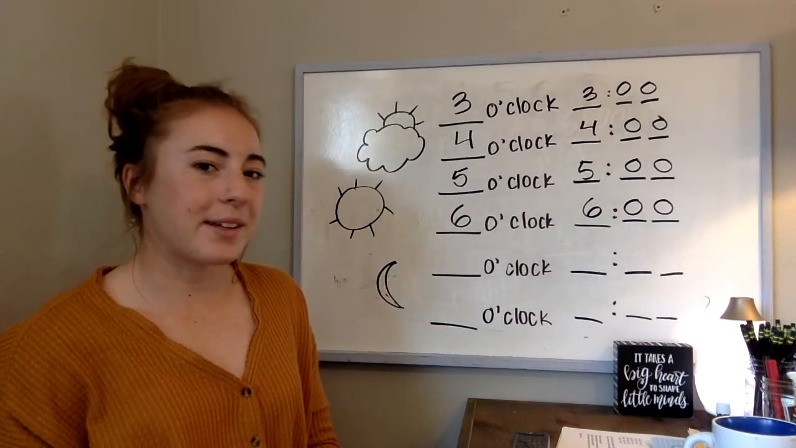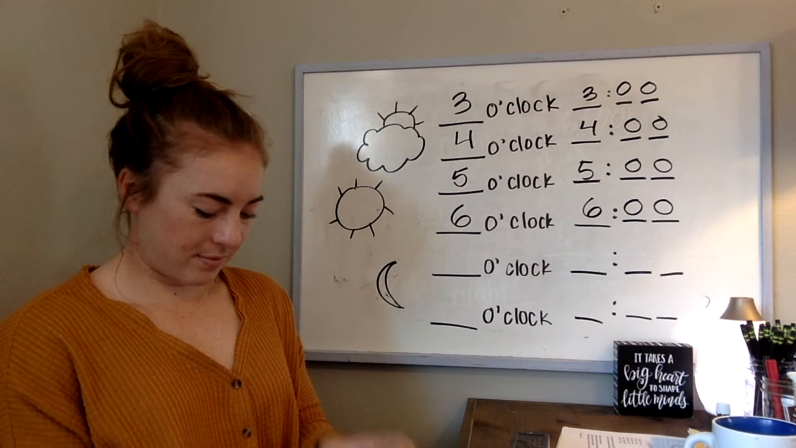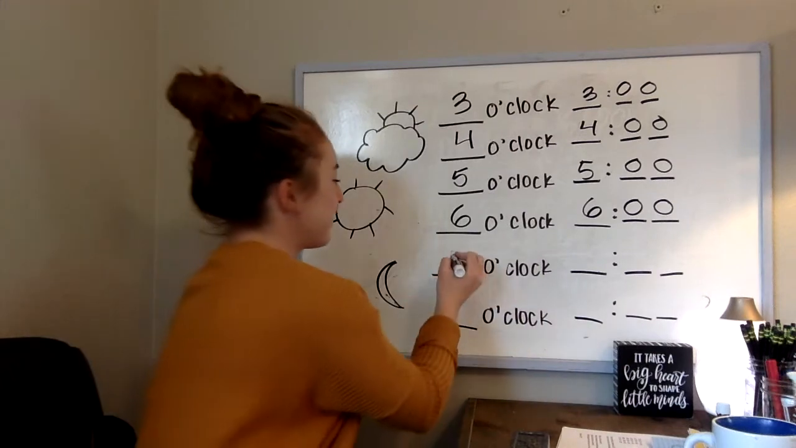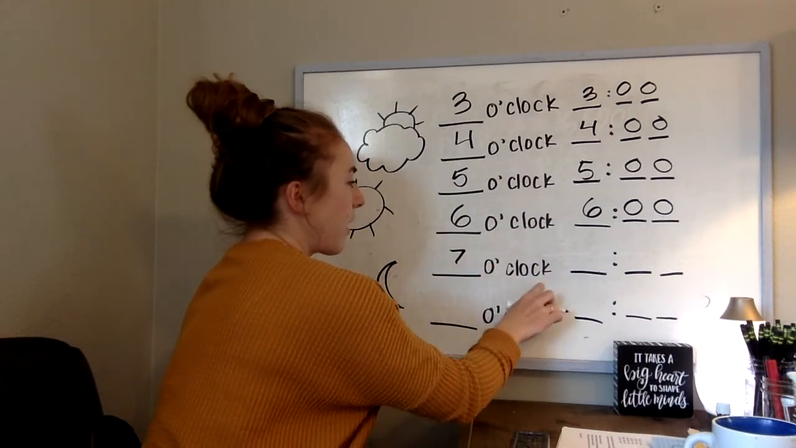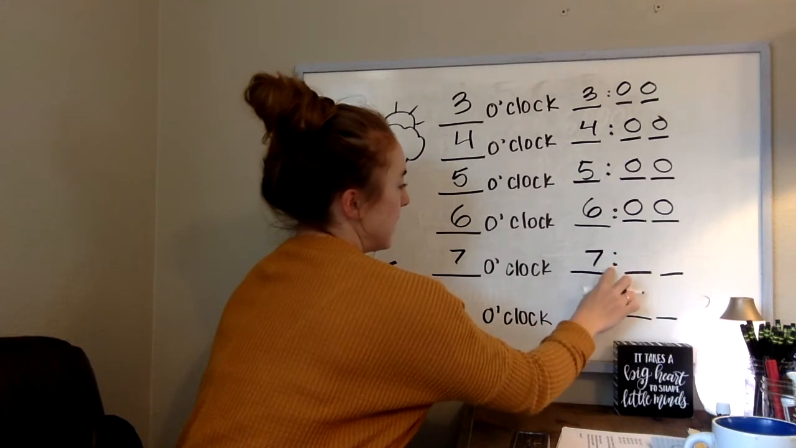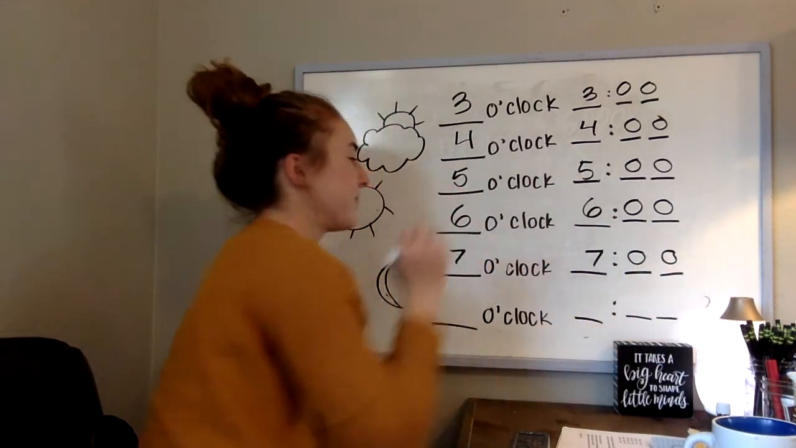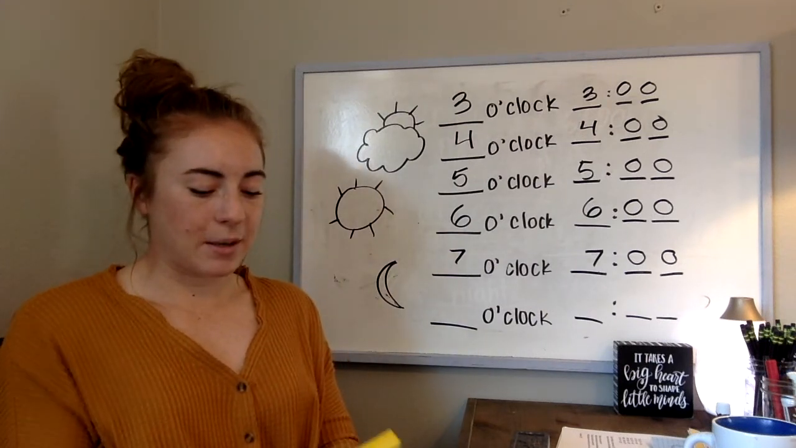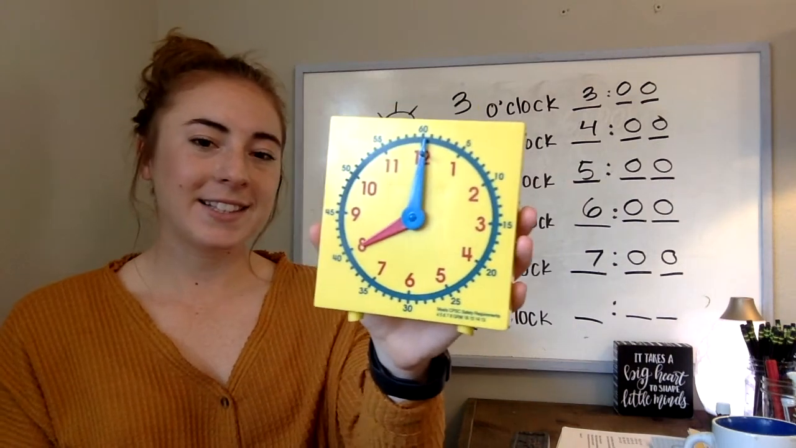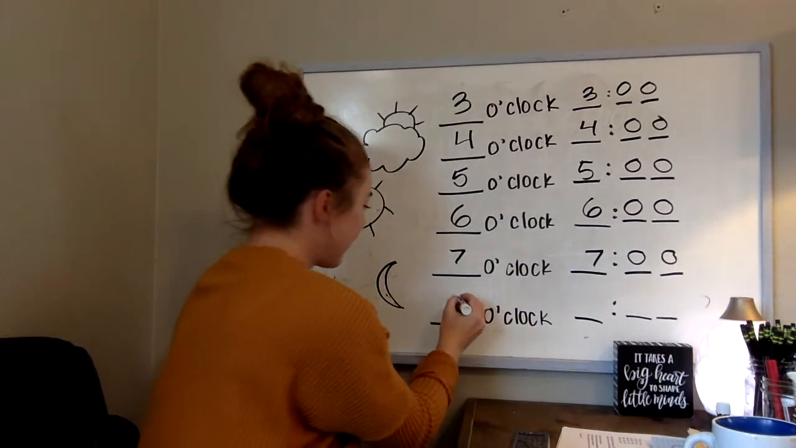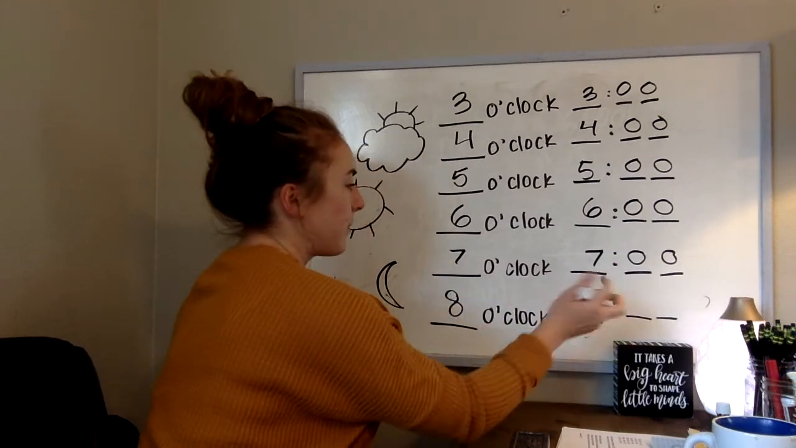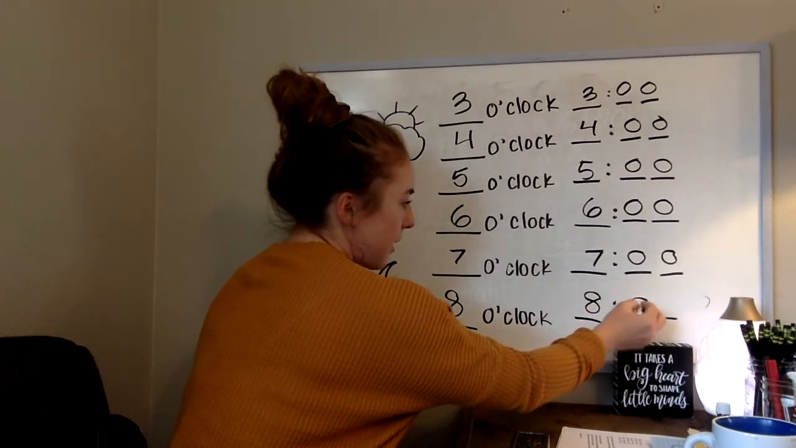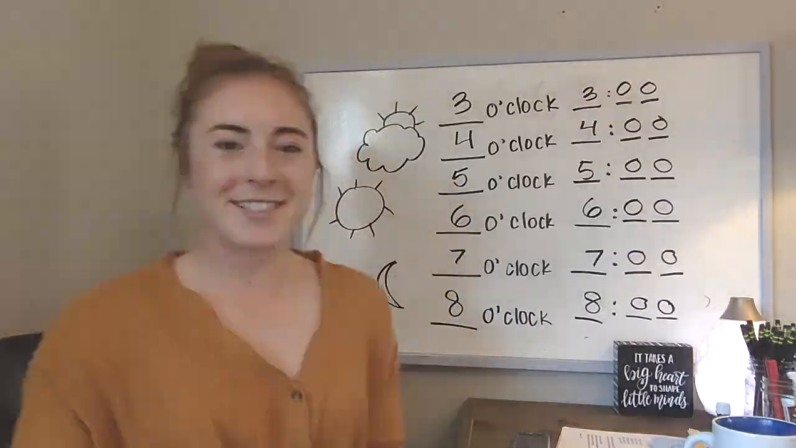What comes next, do you think? What time does my clock say? 7 o'clock. 7, dot, dot, 0, 0. And my last time for the evening, before I get ready for bed, is 8 o'clock. 8, dot, dot, and what goes here? 0, 0. Great job, boys and girls.